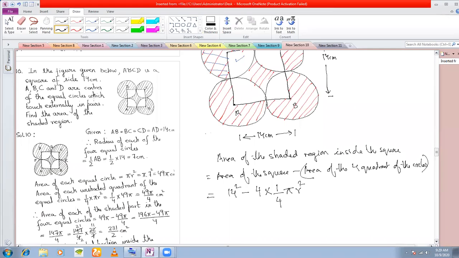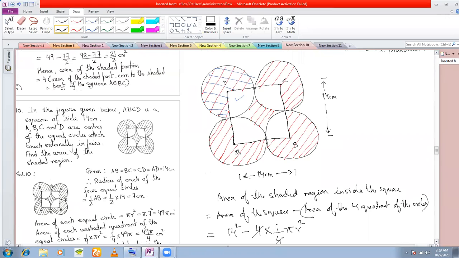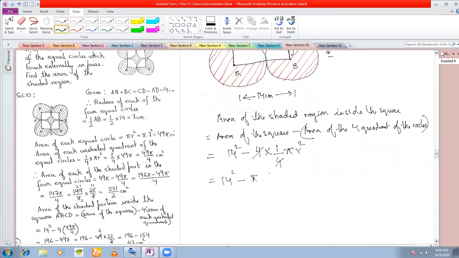Now the question is, what is the value of r square? R is 14 by 2, because if this entire length is 14, then this length is 7 and this length is also 7. So the radius of each circle is 7. So pi into 7 square.